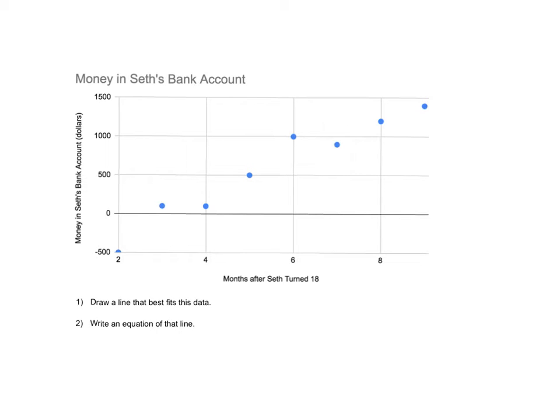So the first question that is asked in this data is for me to draw a line that best fits this data. It looks fairly linear. I'm going to use what's called the oval technique, try to draw an oval around all of my data here, and see how well I can do that.